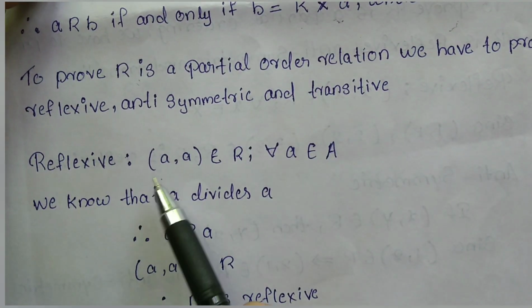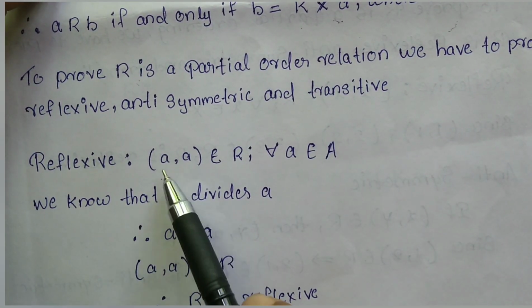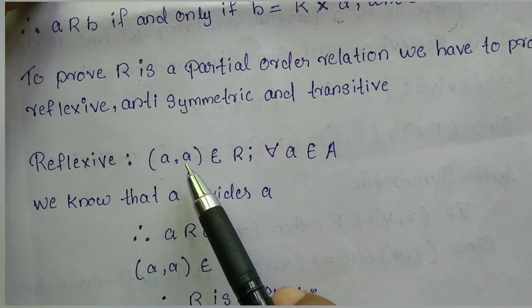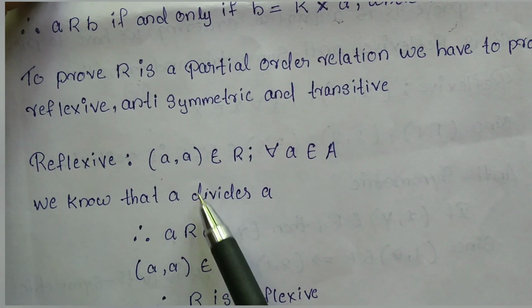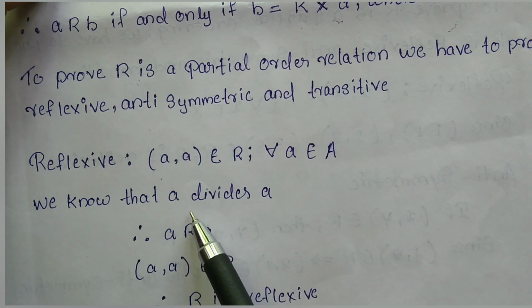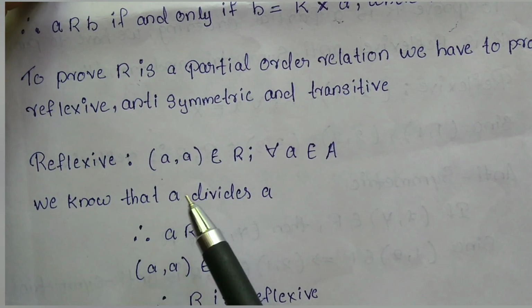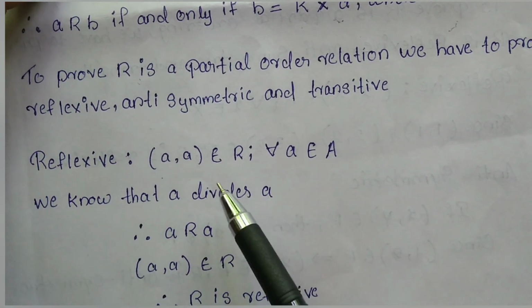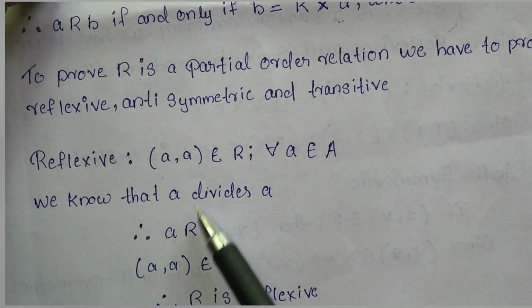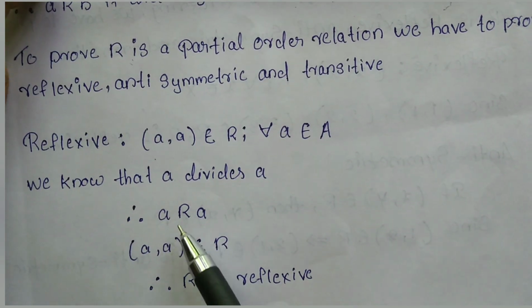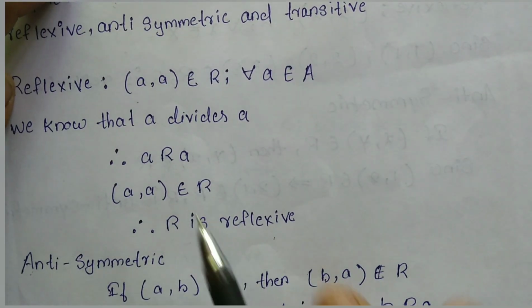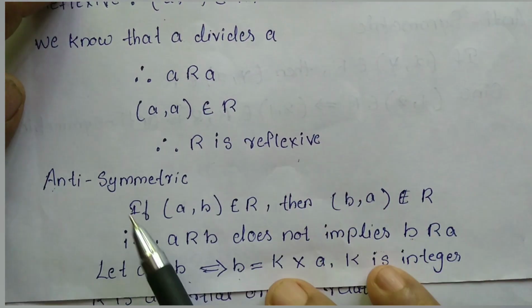Now the first one, reflexive. Reflexive means these two elements should be identical or equal, that is A comma A, that is A divides A. We know the same elements we can divide. So 5 divides 5, 6 divides 6. It is obvious, therefore A is related to A. Hence R is reflexive.